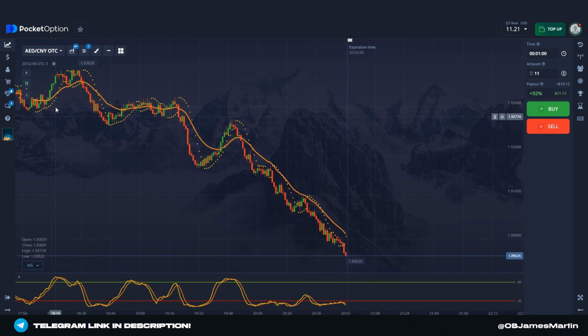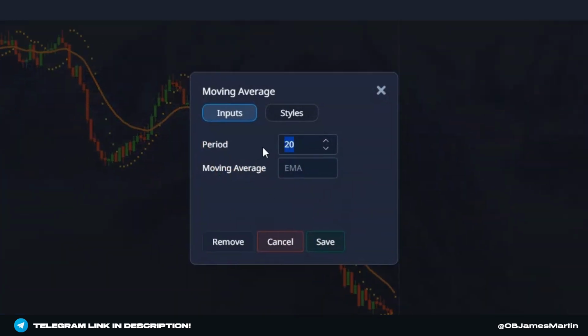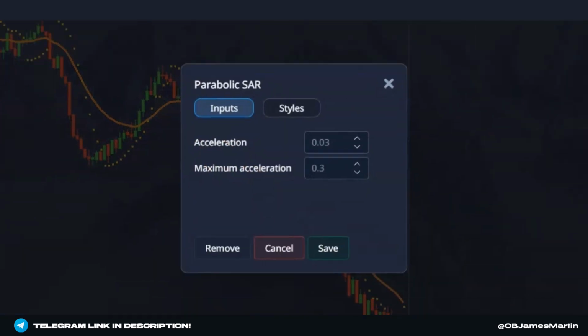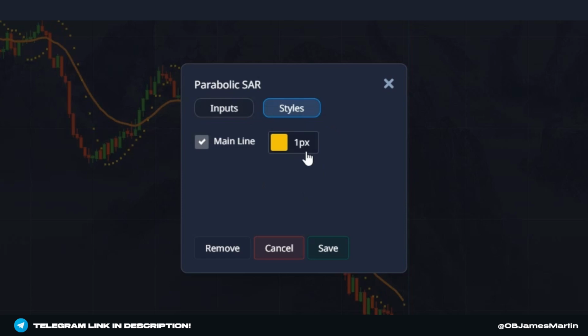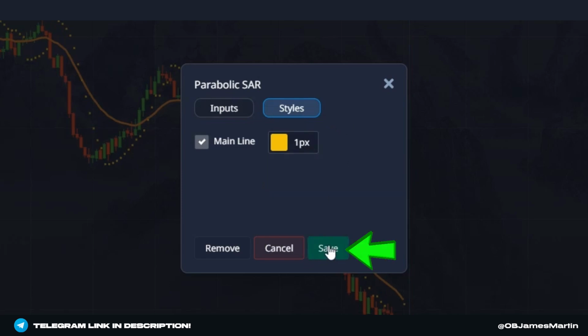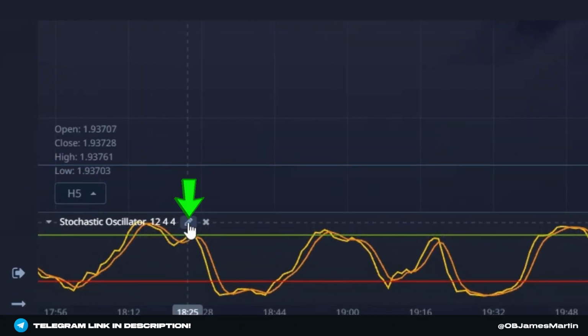In the moving average, I need to set the period to 20, and EMA, exponential moving average. Look, thickness 3, click on save. Right now, parabolic SAR: we're going to use 3 for acceleration and maximum acceleration 3. Style, let's use yellow. Should be very cool, right? Click on save. And the last one is stochastic oscillator, click on it.